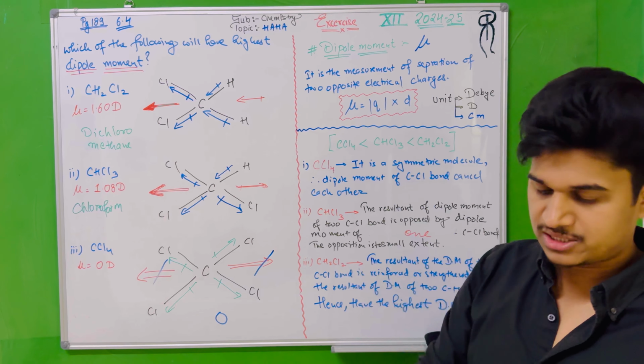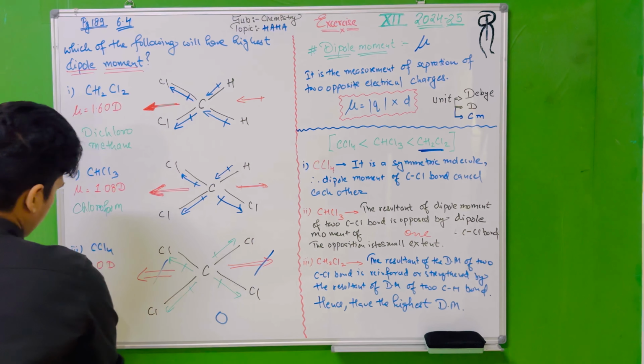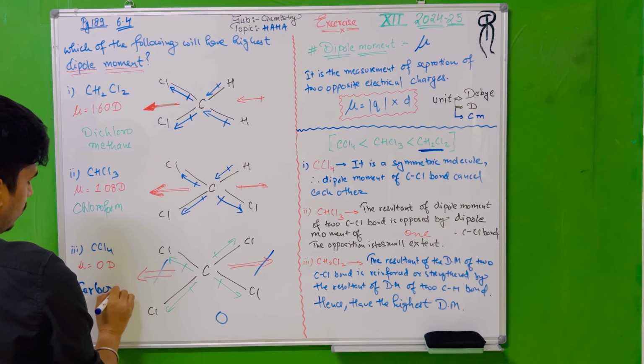So the order is CCl4 will have minimum, then CHCl3 which is chloroform, and at last CH2Cl2. Maximum will be of CH2Cl2. What is the name of CCl4? CCl4 is known as carbon tetrachloride.